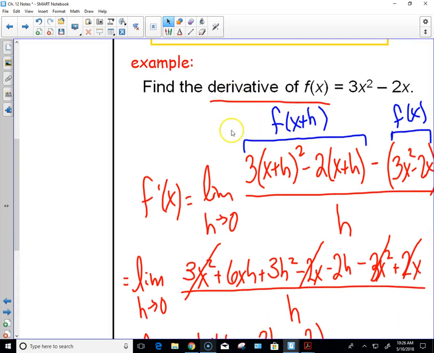We went ahead and solved using this limit definition of a nastier function.